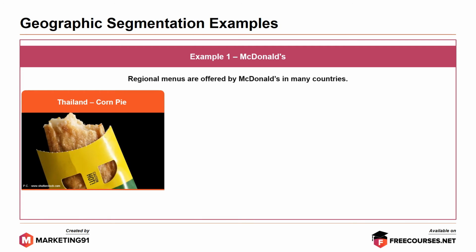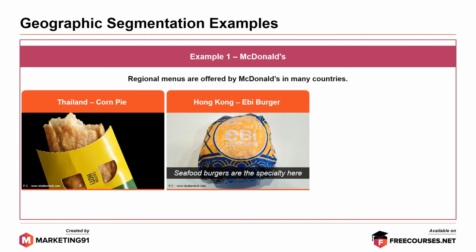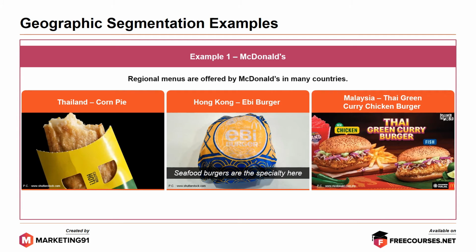First, Thailand, corn pie. McDonald's restaurants across Thailand uniquely provide a treat that has an apple pie shell with a corn filling inside. Next, Hong Kong's Ebi Burger. Seafood burgers are the specialty here. Ebi burgers are golden and have shrimp patties. They are served with either fish fillet or pineapple sides.